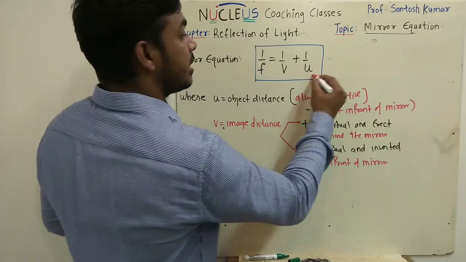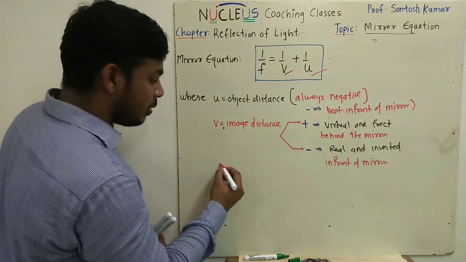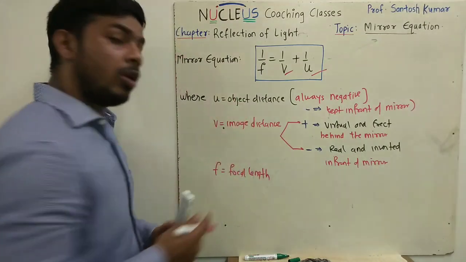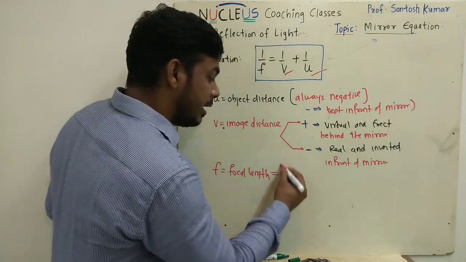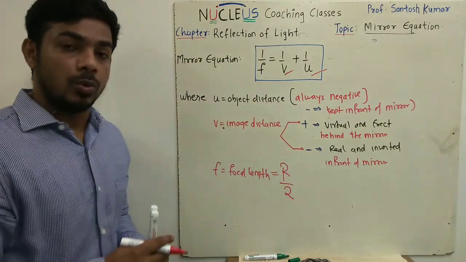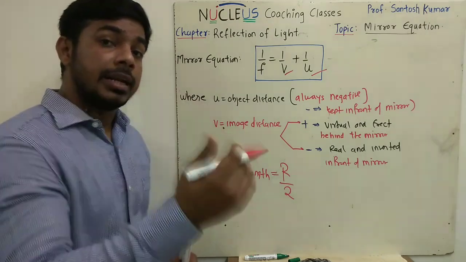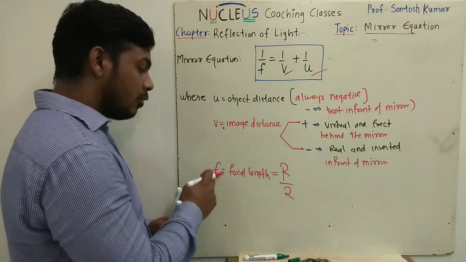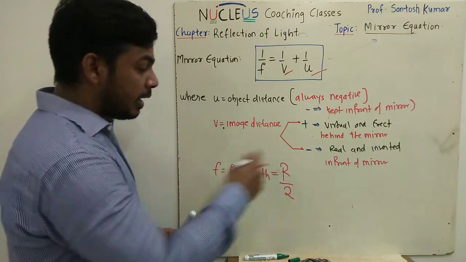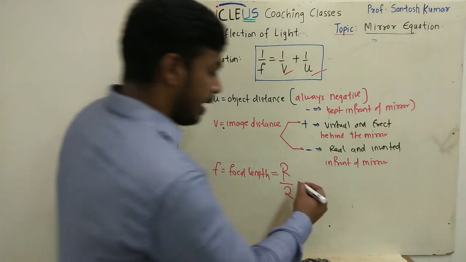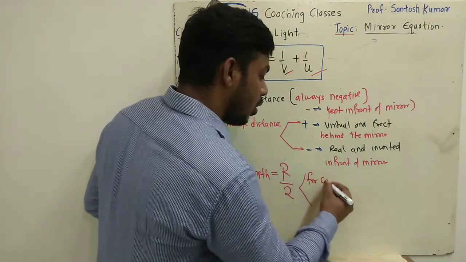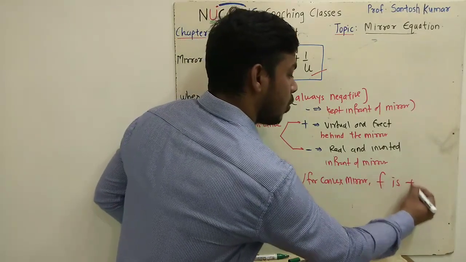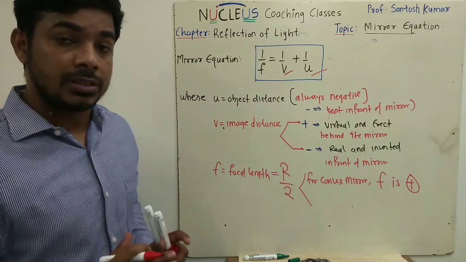So we studied the sign convention for u as well as v. Let's talk about f. What does f indicate over here? F is the focal length for a spherical mirror, which is numerically equal to r by 2. Sometimes instead of focal length, radius of curvature for a spherical mirror is given. So you can simply calculate focal length from the radius of curvature by using the equation f equal to r by 2. And again I will say, for convex mirror, focal length is positive. This is a sign convention.